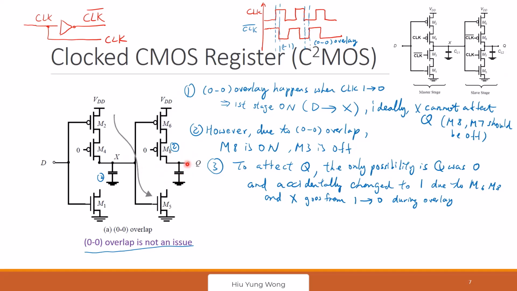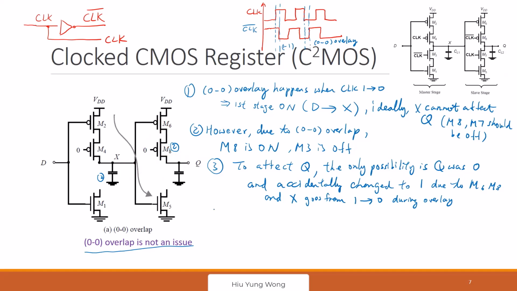If my Q were already at 1, I really don't care because all you can charge me is just 1. You cannot bring me to 0 because this is off, right? So if my data were at 0, the only possibility is when Q is 0 and you accidentally change Q to 1 because M6 and M8 are on and X goes from 1 to 0. Okay?